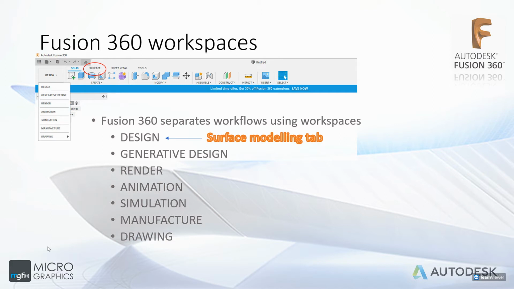So when you look at your Fusion 360 workspace, you know that all the different tool sets are separated by workspaces in Fusion. So in your design workspace, you will find multiple tabs at the top. Most people will primarily work in the solid modeling tab or sheet metal tab if they have a specific need for sheet metal. But one lesser used tab is the surface modeling tab, and that is directly next to the solid. So we can see that it sits in the design workspace.